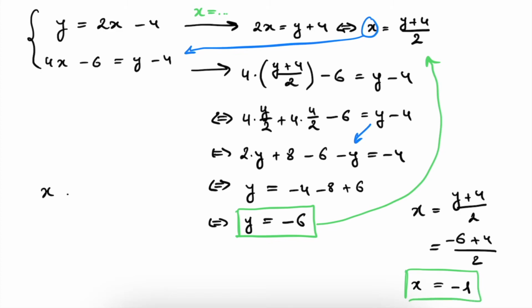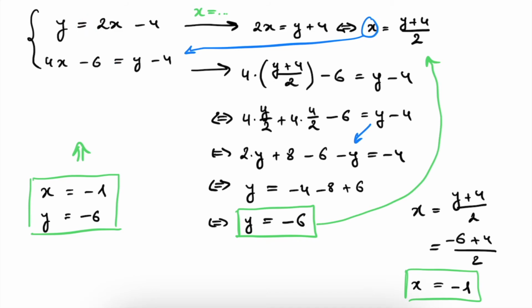So our complete result is x is equal to minus 1 and y is equal to minus 6. And to be sure that our solution is correct, so that we didn't make any mistakes, we again check it by filling in these solutions into our initial equation and seeing that these equality signs are indeed true.